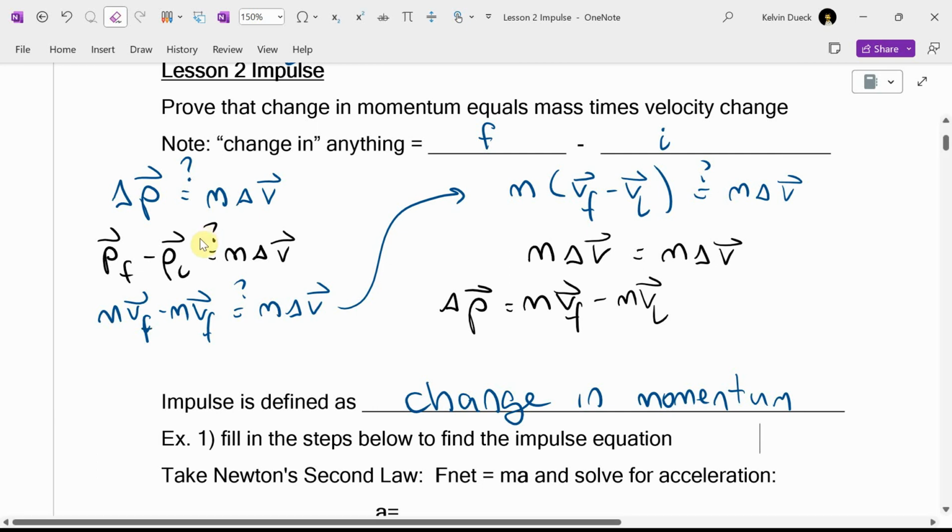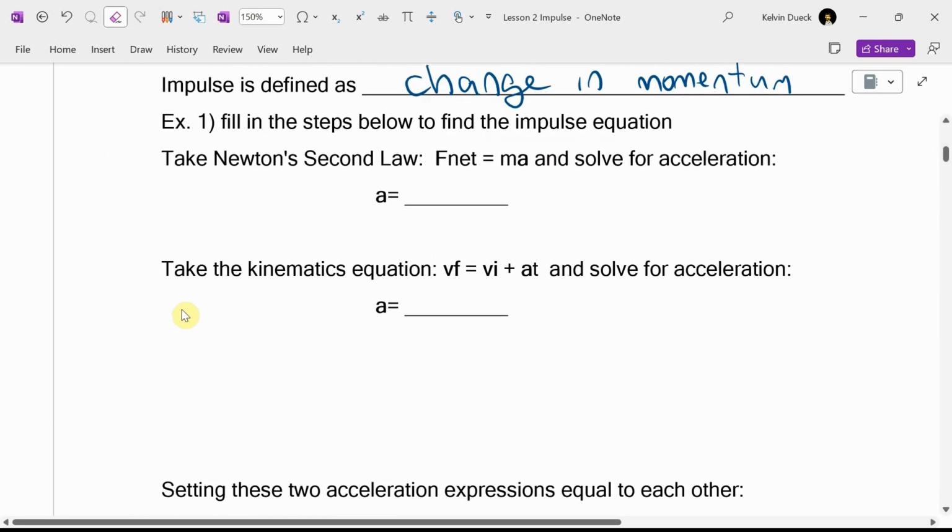We're going to generate an impulse equation. Example 1 says, fill in the steps below to find the impulse equation. Take Newton's second, F equals ma, and get the a by itself. F over m. And then from way before Christmas, we have VF equals VI plus AT. Get the a by itself.